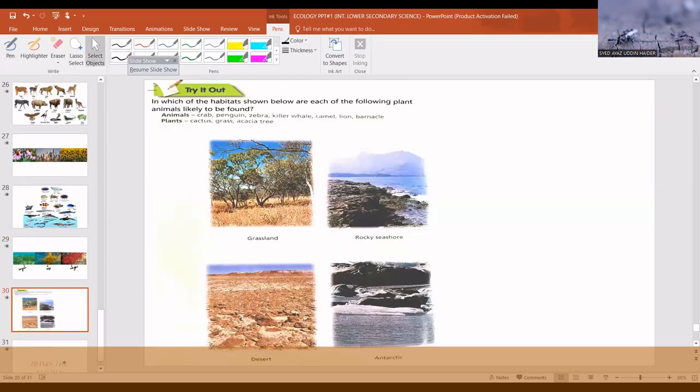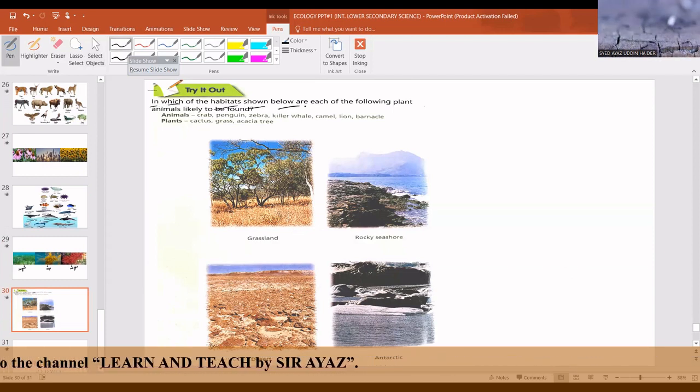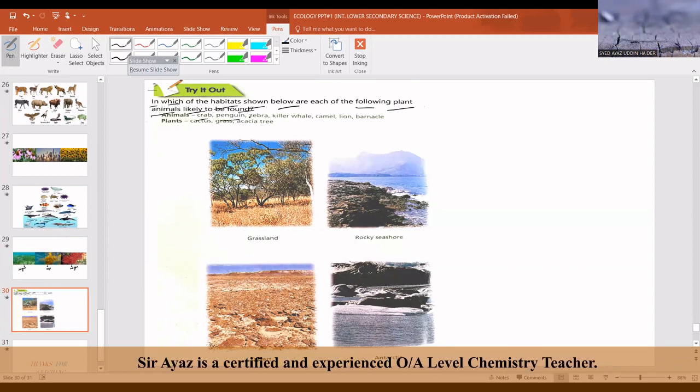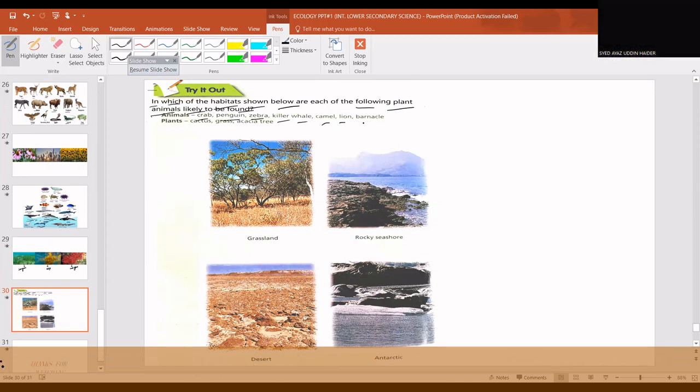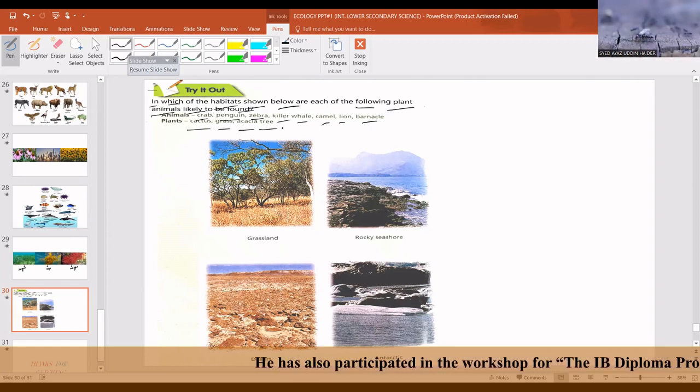Now let's solve this question. Try it out from your book. In which of the habitats shown below are each of the following plants and animals likely to be found? We have animals like crab, penguin, zebra, killer whale, camel, lion, barnacle. Plants like cactus, grass, acacia trees.